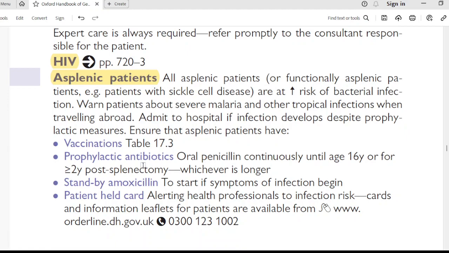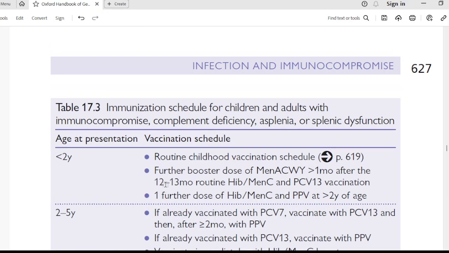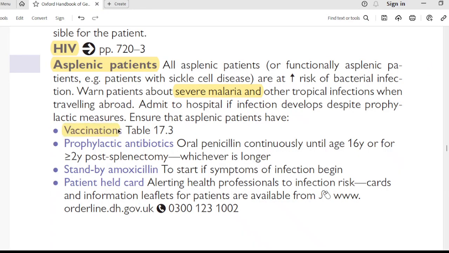Asplenic patients. All asplenic or functionally asplenic patients, and patients with sickle cell disease, are at high risk of bacterial infection. Warn the patients about severe malaria and other tropical infections when traveling abroad. Admit to hospital if infection develops despite prophylactic measures, and ensure the asplenic patients have vaccinations. Table 17.3.